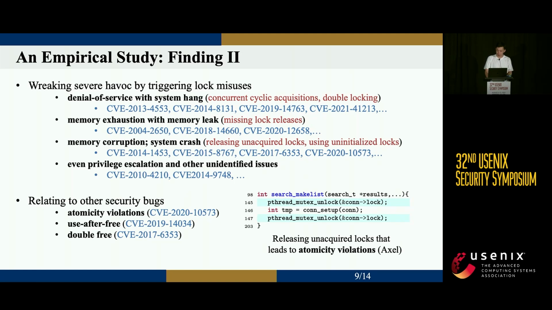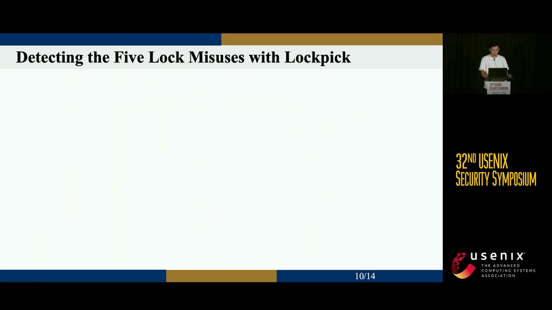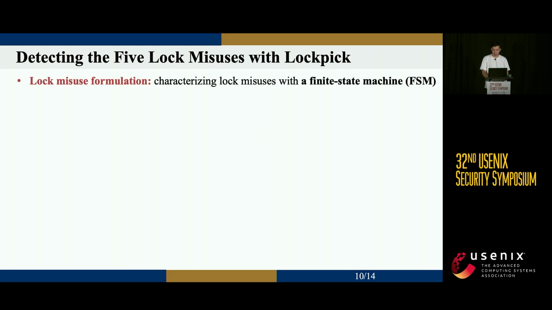The unlock statement at line 145 should be a lock statement. As a result, the lock is erroneously released 2 times. And even worse, the function com setup that is expected to execute sequentially is executed concurrently without the lock protections. To detect the 5 lock misuse, we propose Lockpick, a static analysis framework.